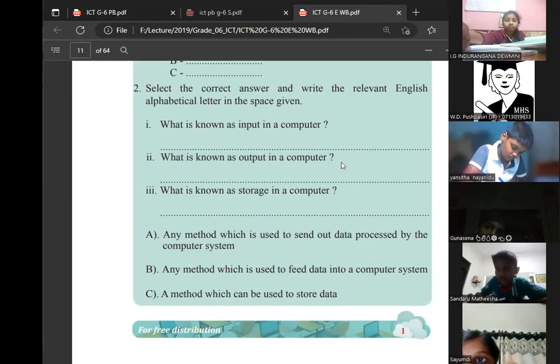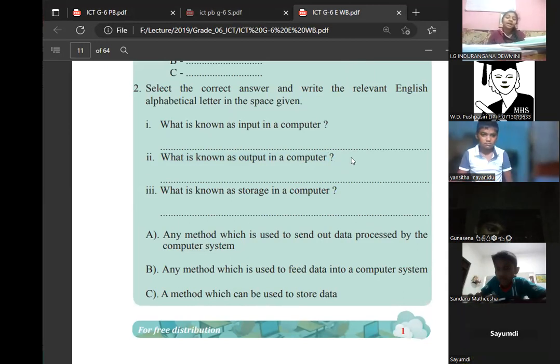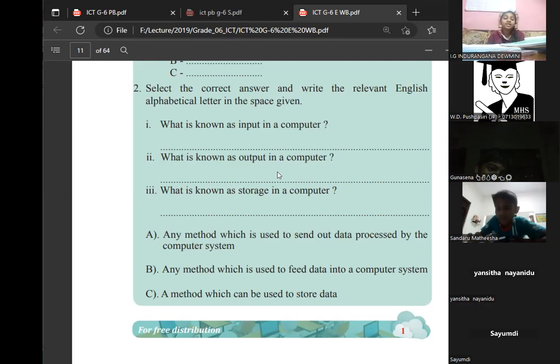No. Yes, Devanmi. Any method which is used to send out data processed by the computer system. Input is... Right. What is known as input in a computer? That is any method which is used to feed the data. So number B must be here. This is number B, right?